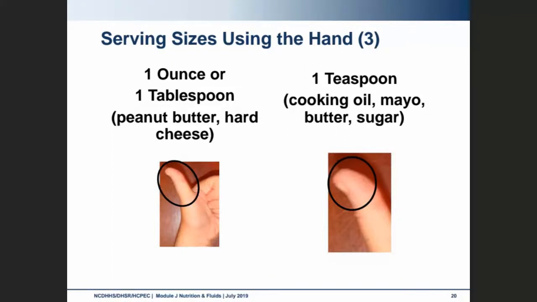Now these might surprise you. A serving size of something like peanut butter or hard cheese is going to be about the size of your thumb. And something like butter or sugar or some sort of cooking oil, a teaspoon, that's about the tip of your thumb. So it seems really tiny, right? You may find that shocks a lot of people.